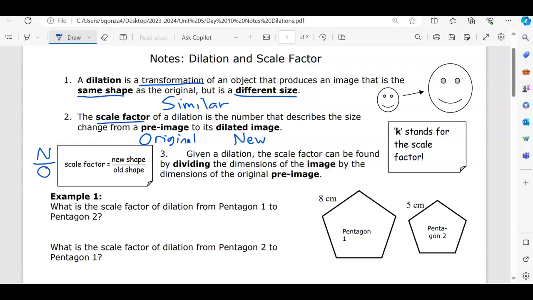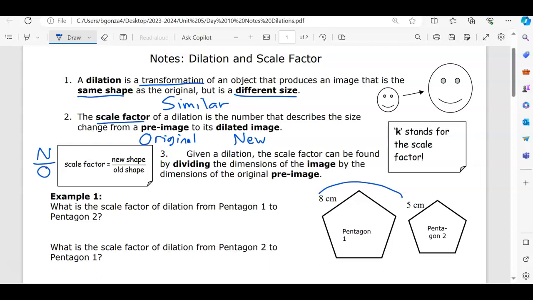Let's connect the two sides that are labeled there. 8 corresponds with 5, right? If they want a scale factor, it's either going to be 8 over 5 or 5 over 8. Well, how do I know which one is correct? I got to use N over O, right? Cool. Example 1. Here we go.